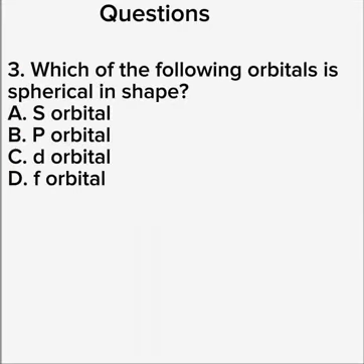Question number 3. Which of the following orbitals is spherical in shape? A. S orbital. B. P orbital. C. D orbital. D. F orbital. The correct answer is option A, S orbital. S orbitals are spherical in shape.